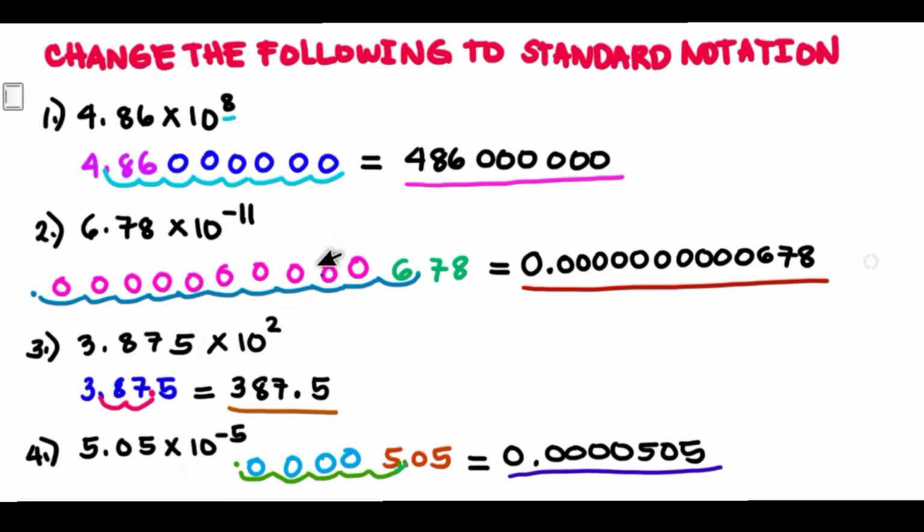So, kung mapapansin po ninyo, kapag po positive yung exponent, large po yung value. Kapag naman po negative po exponent, very small naman po yung value niya. And ganun din po sa number 3, large din po yung kanyang value. And then ito naman po, very small naman po yung kanyang value.